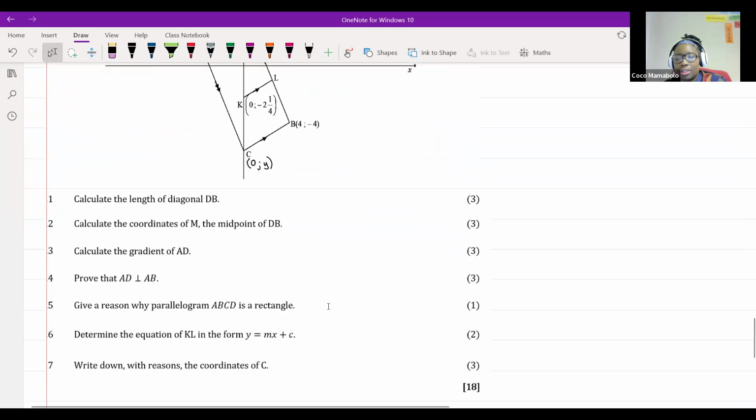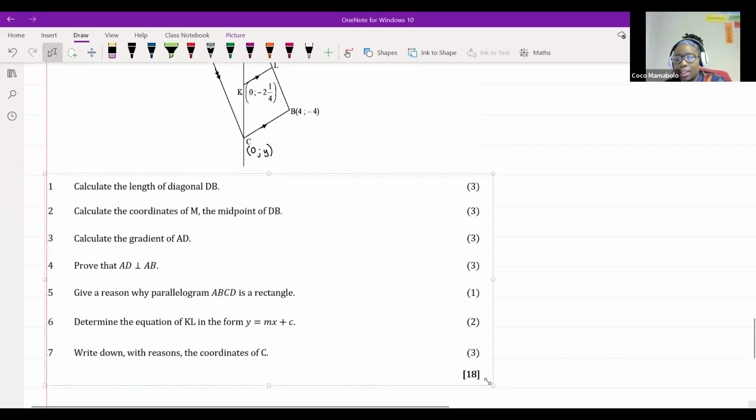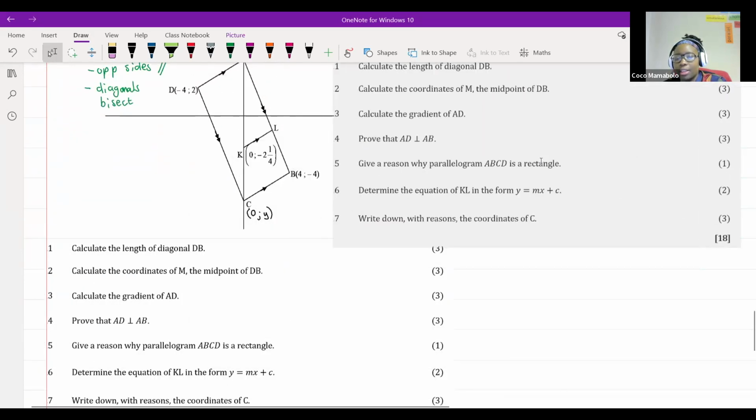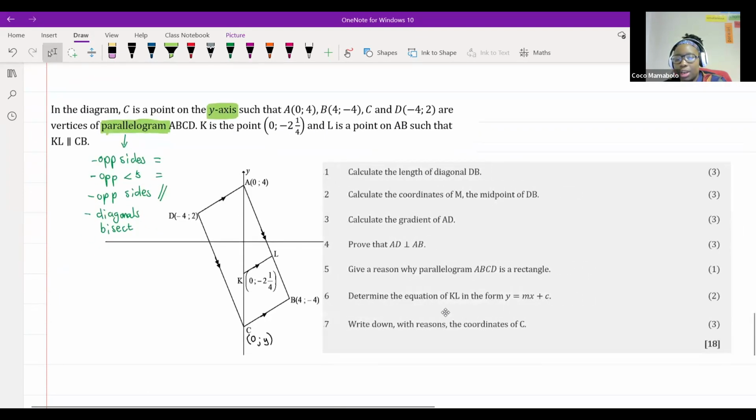I want you guys to have a look at the questions. I'm going to make them smaller and move them over to the side so that we can look at the questions and the drawing at the same time. Let's make sure. All right, there we go.